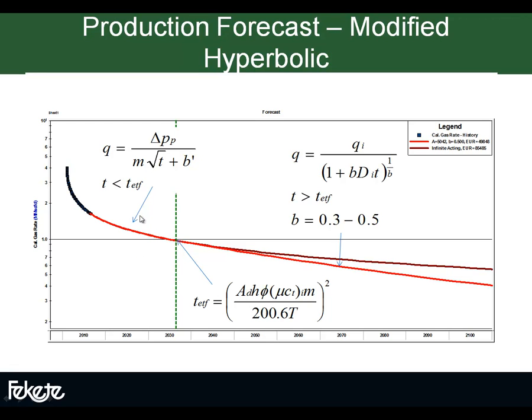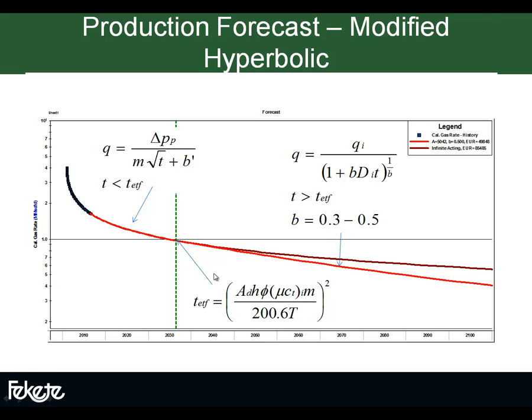It's just that we're going to use decline parameters that are a little more scientific and have a basis in the real physics of the problem, rather than being assumed from some analog or some other sort of assumption that isn't really defendable.